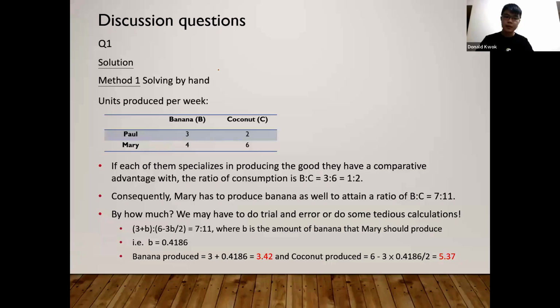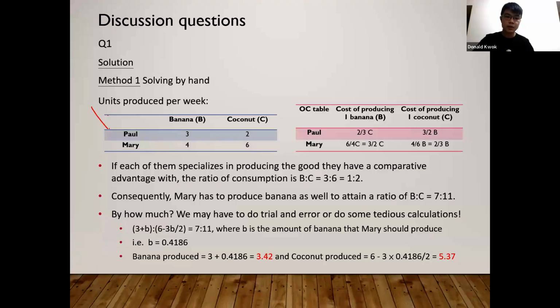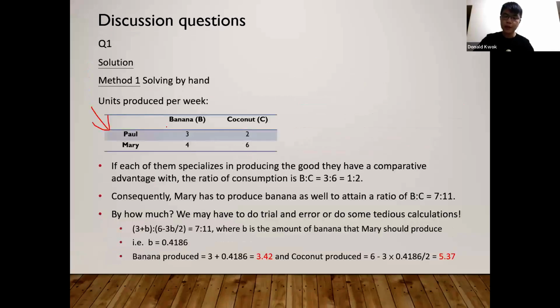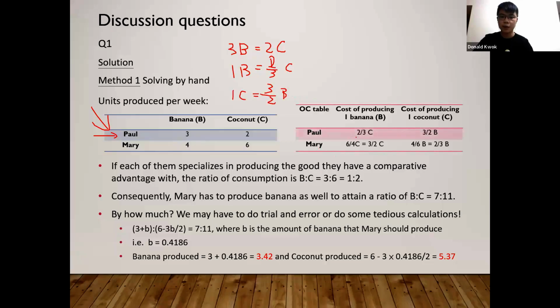Either way, we need to construct an opportunity cost table to determine who has the comparative advantage in producing each good. By the way, the table here is essentially the information at the beginning, transformed into a tabular form. From Paul's perspective, given 1 week, he can produce either 3 units of banana or 2 units of coconut. So we have the opportunity cost relationship for Paul. If we divide both sides by 3, then 1b equals 2/3 c, or 1c equals 3/2 b. This is the information in the row of Paul.